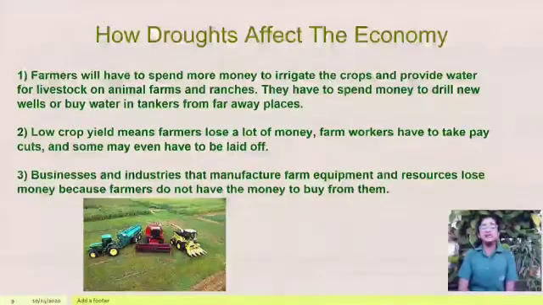Farmers will have to spend more money to irrigate the crops and provide water for livestock on animal farms and ranches. They have to spend more money to drill new wells or buy water in tankers from far away places. Low yield means farmers lose a lot of money. Farm workers have to take pay cuts and some may even have to be fired.